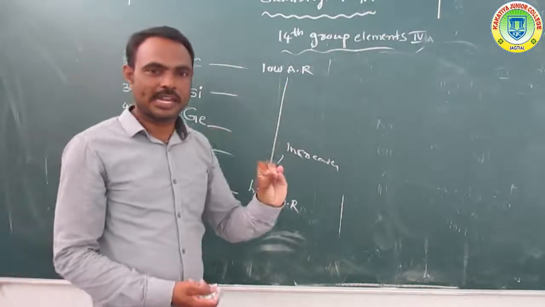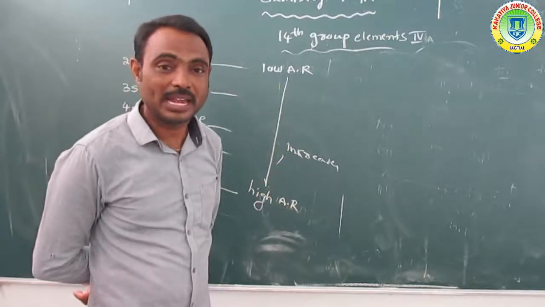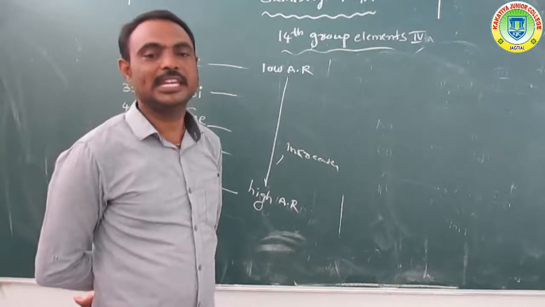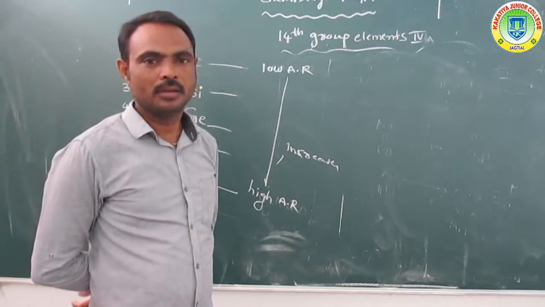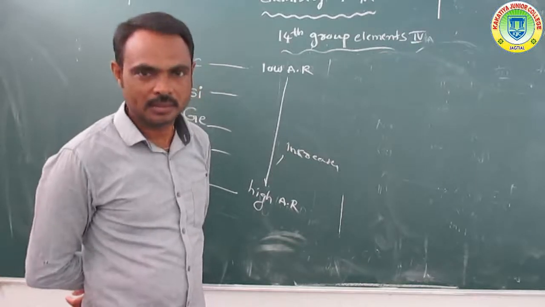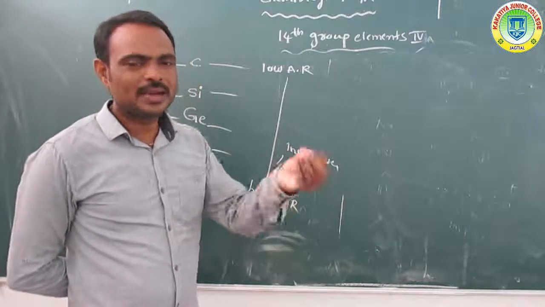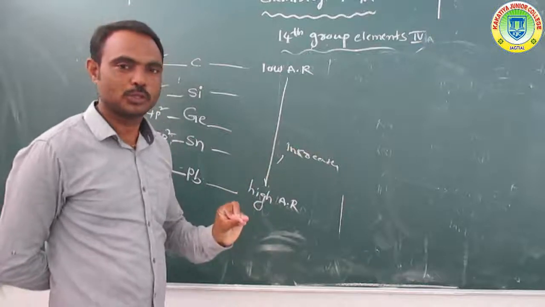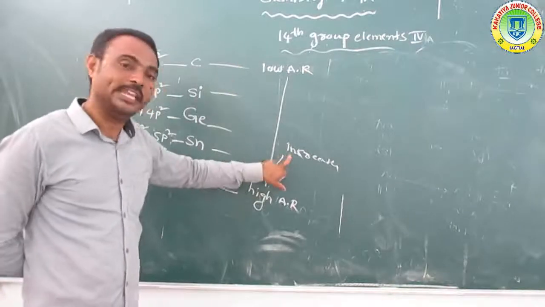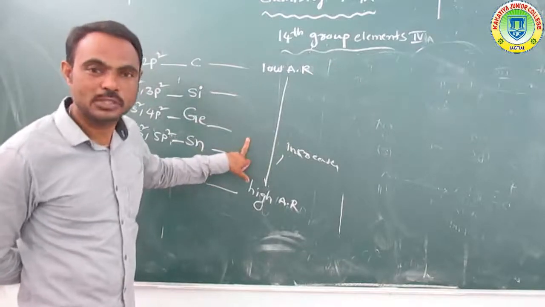What is the meaning of atomic radius? The distance between the center and the outer shell of the electron is called atomic radius. Atomic radius is indicated with AR. The units of atomic radius are centimeters, millimeters, angstrom units or picometer units. What is the change of atomic radius values? Atomic radius values increase from top to bottom in a group, or from carbon to lead.